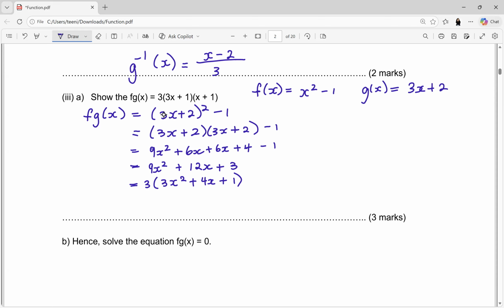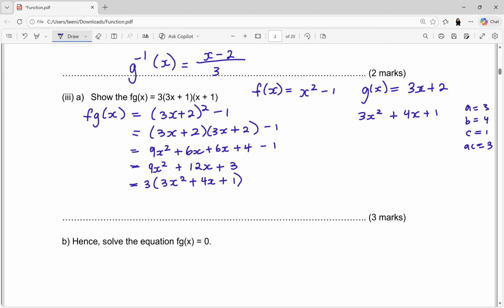And to factorize 3x squared plus 4x plus 1, let's look at the steps in factorizing a quadratic. Just to recall, I will identify A, B, and C. A in this quadratic is 3, B is 4, and C is 1. AC here is 3 times 1, which is 3. And then the two factors of AC that would multiply to give me 3 and add to give me 4 will be 3 and 1. And it could only be 3 and 1 because the factors of 3 are only 1 and 3. 3 is a prime number.